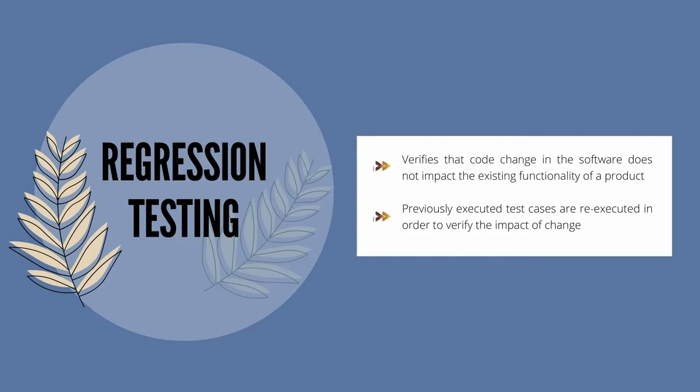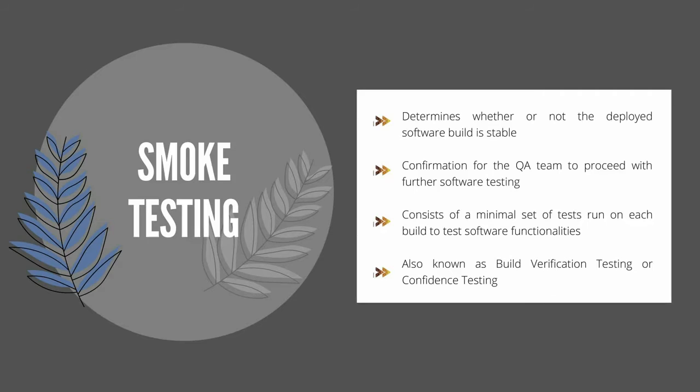Now, if we come to smoke testing, smoke testing is a software testing technique that is used to determine whether or not the deployed software build is stable. It's a confirmation for the QA team to proceed with further software testing, that is functional testing. It consists of a minimal set of tests run on each build to test software functionalities. That's why smoke testing is also known as build verification testing or confidence testing.